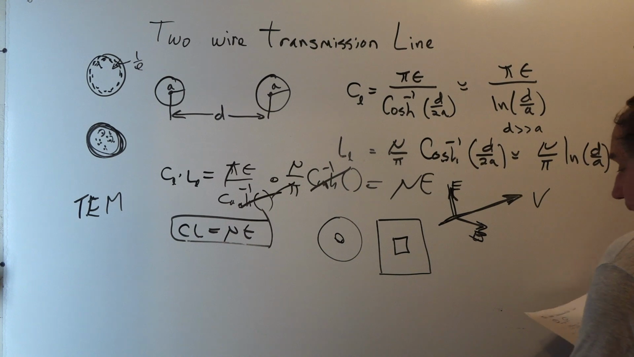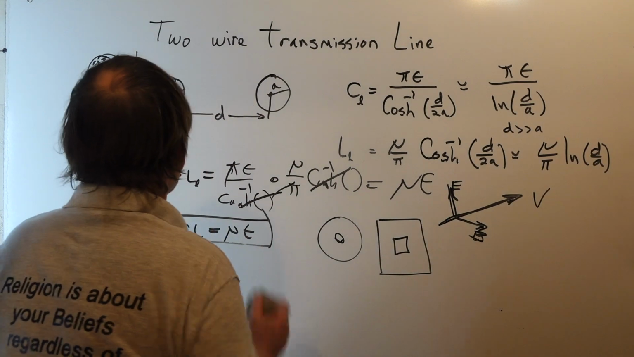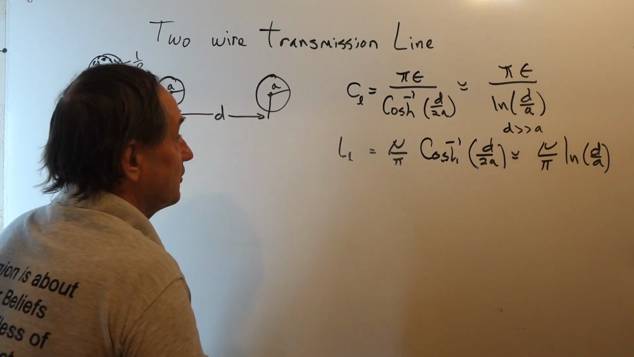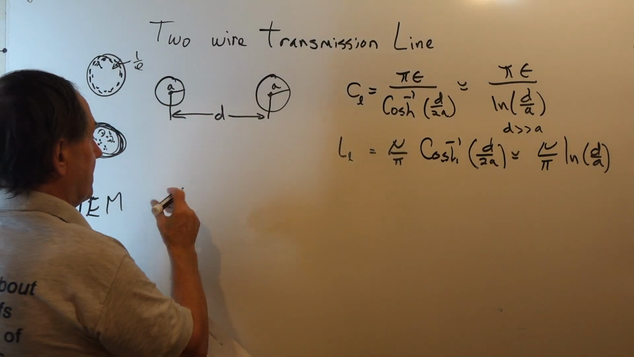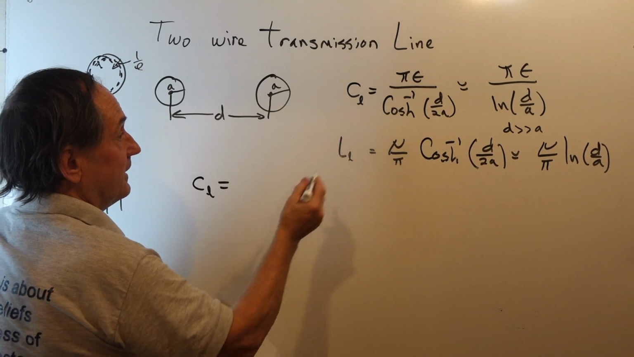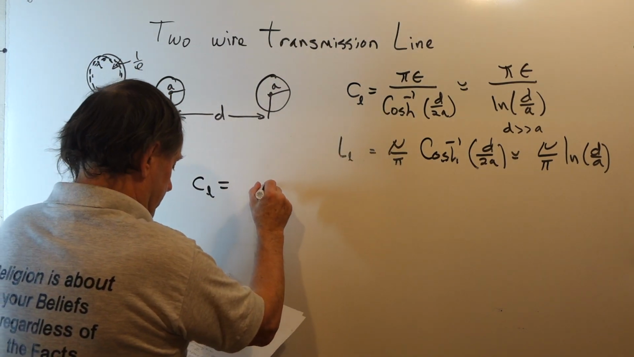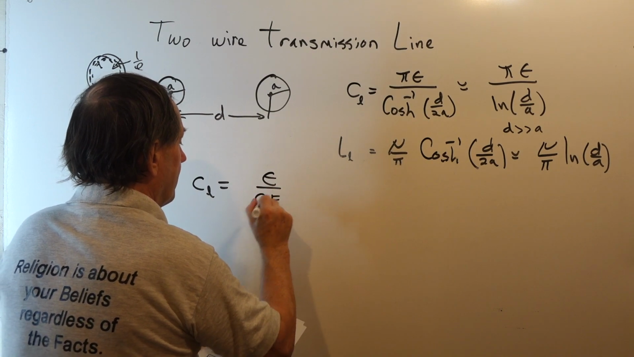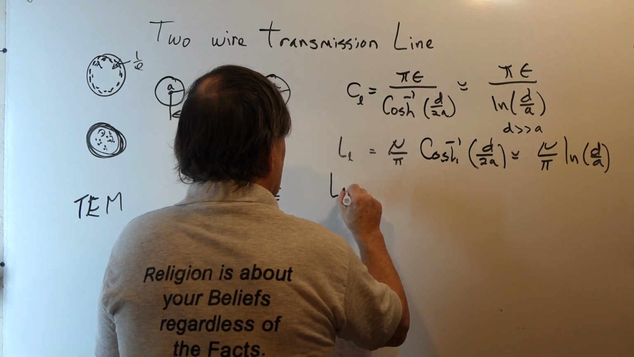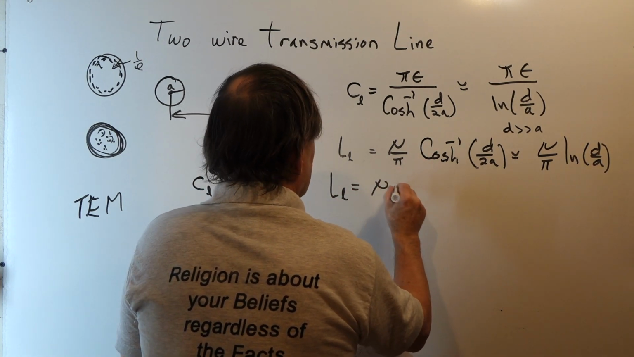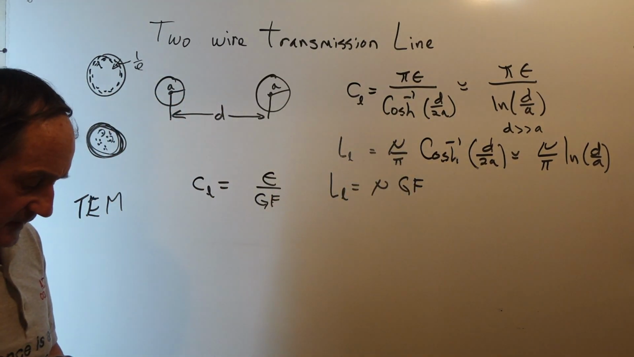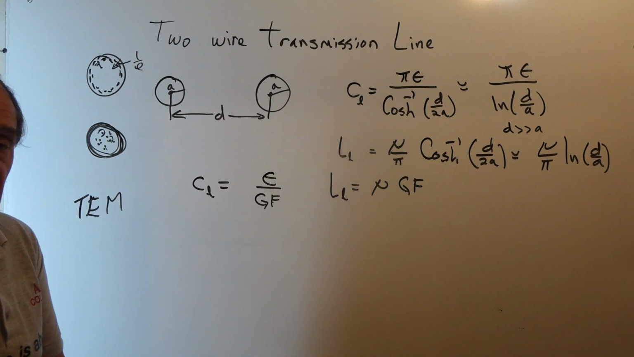And so let's write these equations a little bit differently. We can see that our capacitance per unit length is epsilon divided by a geometric factor, and the inductance per unit length is equal to mu times the geometric factor. And these geometric factors are the same for the capacitance and inductance per unit length.